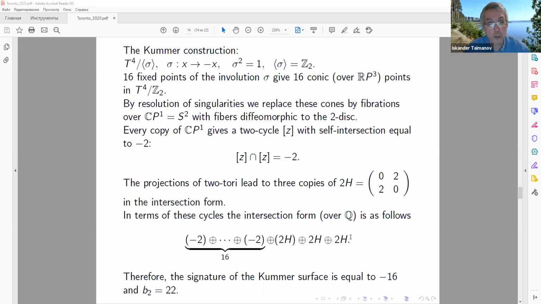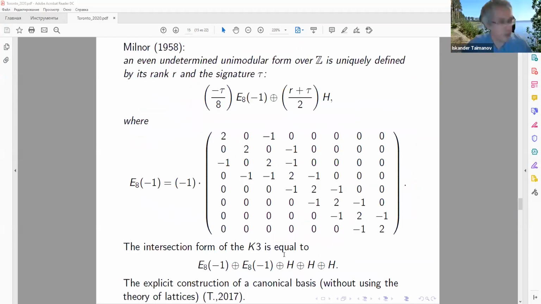And this involution looks like the hyperelliptic involution of a two-sheeted covering of a two-dimensional sphere by an elliptic complex curve. So this is the two-dimensional version of the Kummer construction. The four-dimensional version leads not to a sphere, but to K3 surfaces. The notion of K3 surfaces appeared in the late 50s.